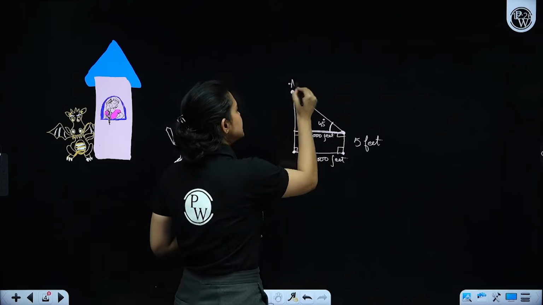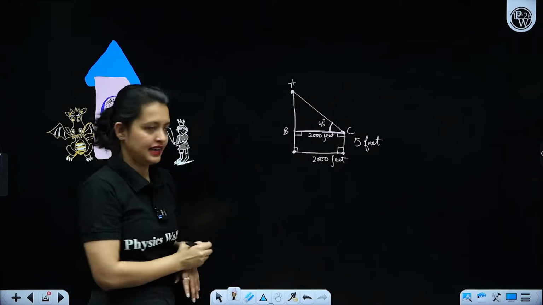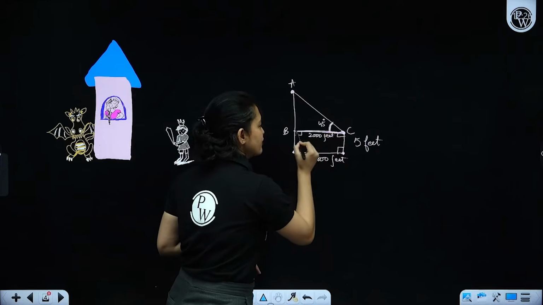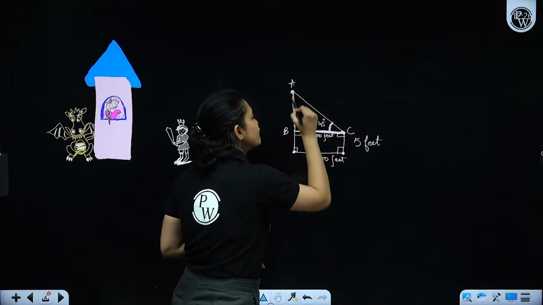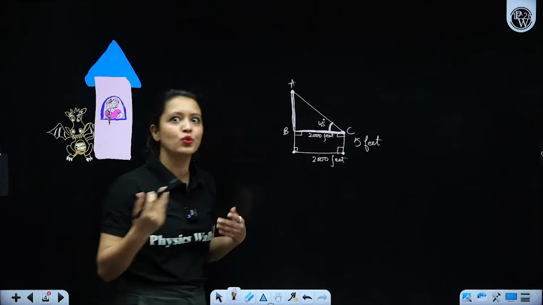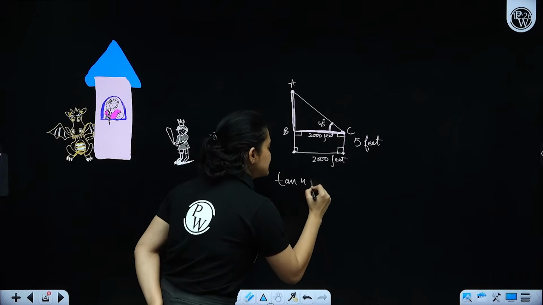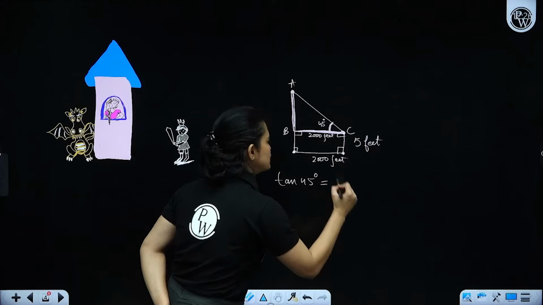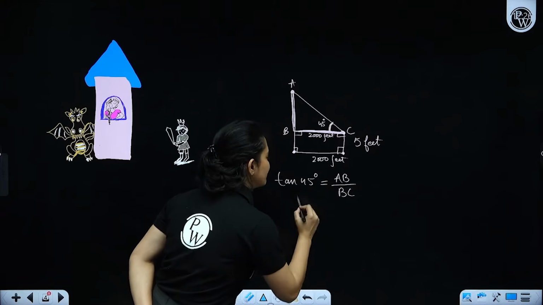Now he just sees this triangle ABC. In this triangle ABC, this angle here is 45 degrees, and this side is 2000 feet. So can he not figure out AB if he already knows trigonometry? He can, right? What he does is, he sees that tan 45 degrees would be equal to AB over BC. Tan 45 degrees is 1.